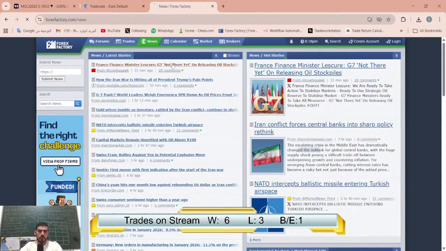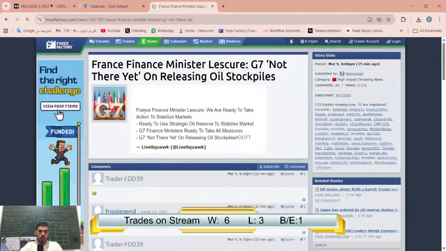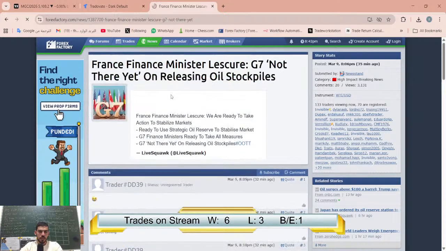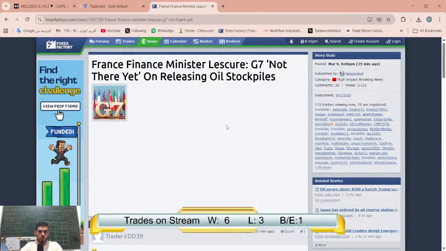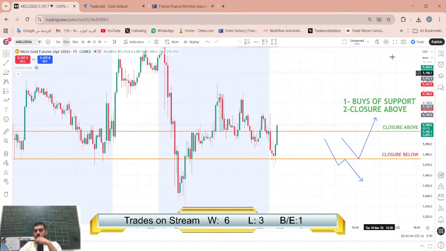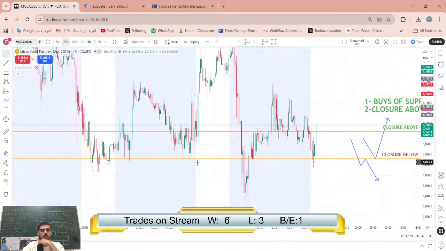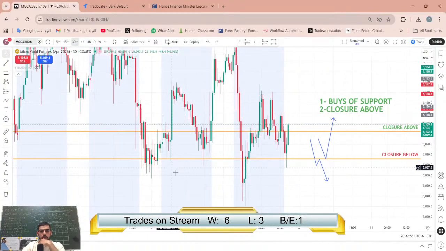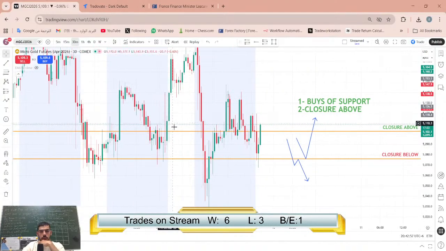Only this one is a red folder. They say they will release some oil stockpiles. So I don't know how this news is any good related to gold, but let's just wait for closure and see where this will take us.